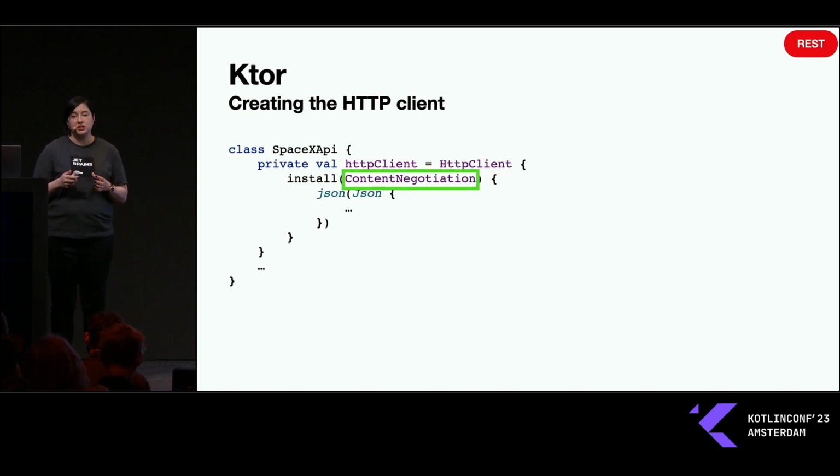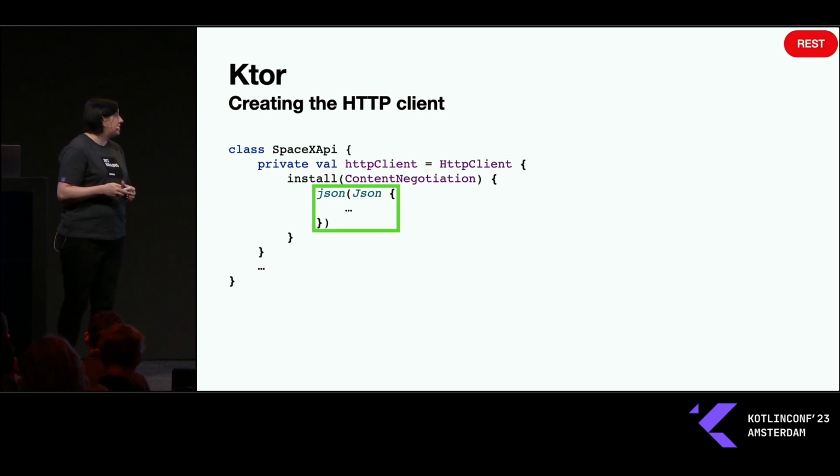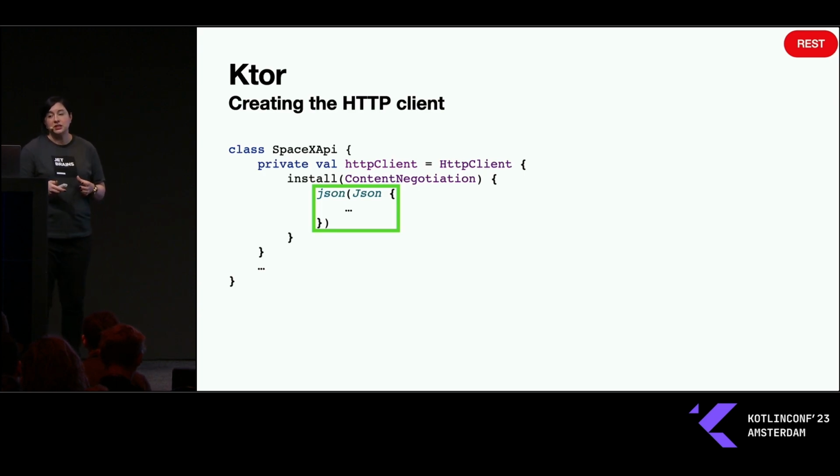So the content negotiation Ktor plugin is set up here, and then we are configuring it to use Kotlin serialization to convert the JSON to Kotlin objects. Now, Ktor actually supports different formats, not just JSON.